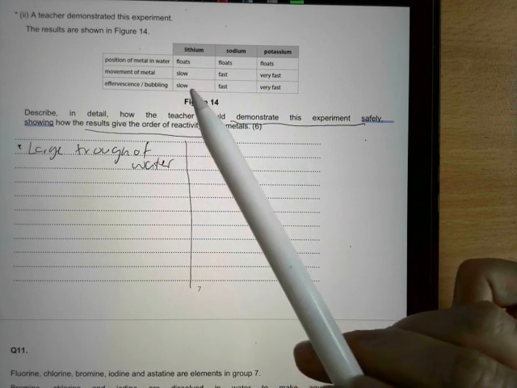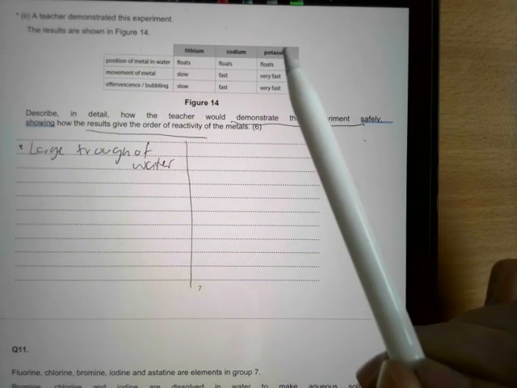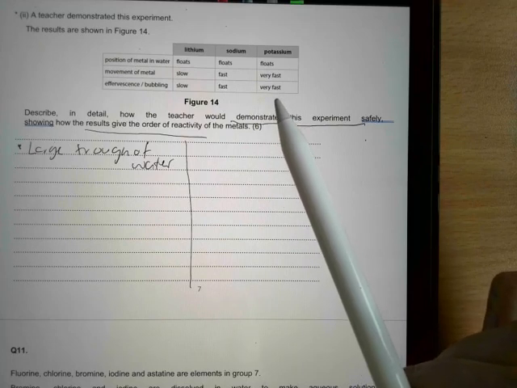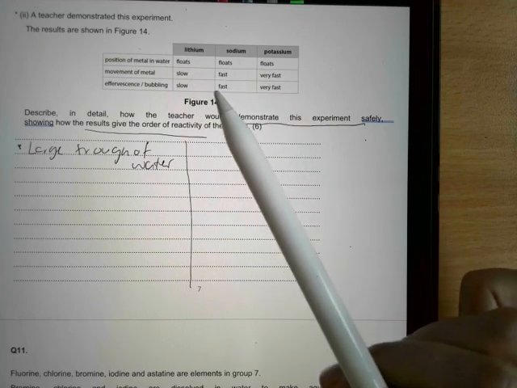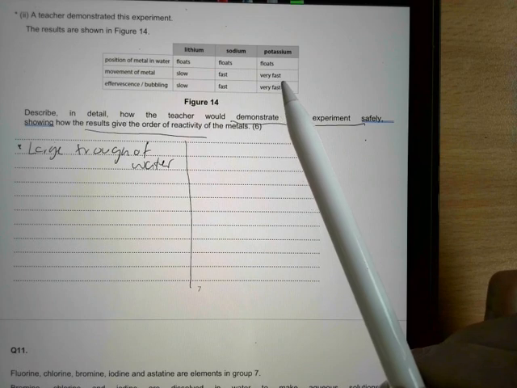Because lithium's bubbling is the slowest, it's the least reactive. Potassium's bubbling is the fastest, it's the most reactive. So you have to interpret those results. You could say the same for the movement of the metal either.